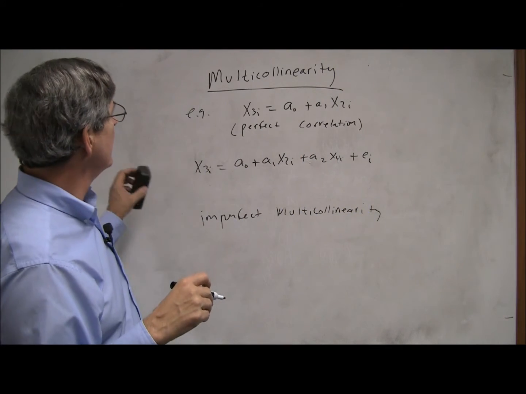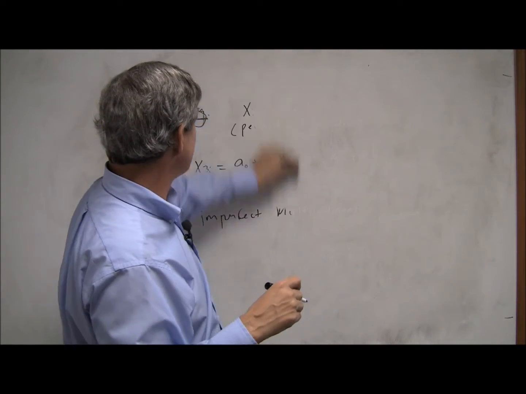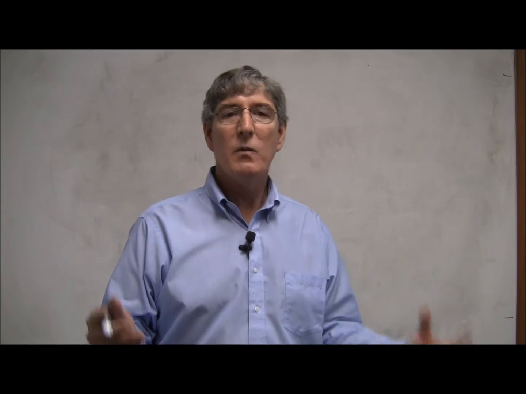And so there's movements in x3 that are unrelated to these two things, and so they're not perfectly collinear. Okay, so there's two types of collinearity. There's perfect, where there's an exact relationship. Then there's imperfect, where things are highly correlated. They move together, but they don't move perfectly together.